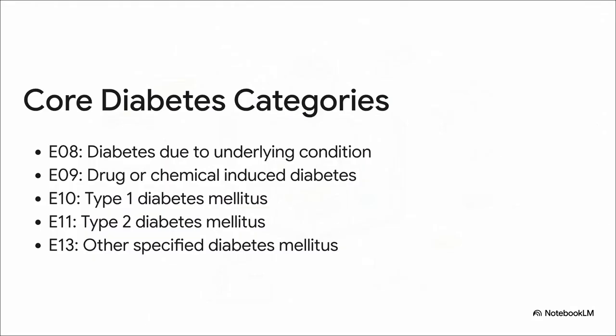Okay, so these are your starting blocks. Think of them as the main highways. Every single diabetes diagnosis is going to start with one of these category codes. From here, we'll get more specific and add more detail. But you always have to start by identifying the fundamental type or cause.